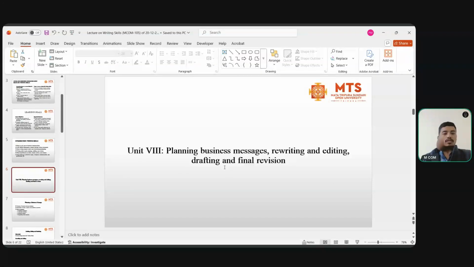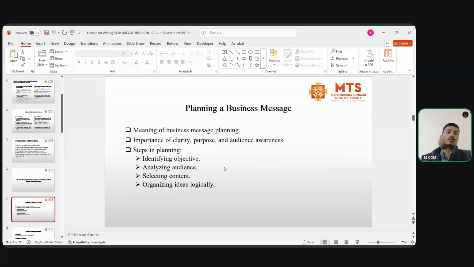Now in unit 8 you see this: planning business messages, rewriting, editing, drafting, and final revision. Now let's look into them one by one. First we have planning business messages. Now we begin with unit 8, which is about planning a business message or business messages.